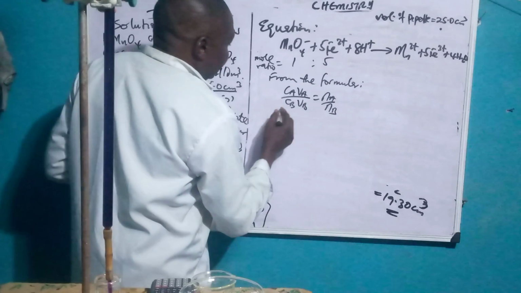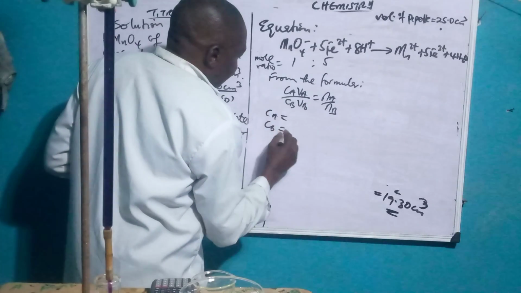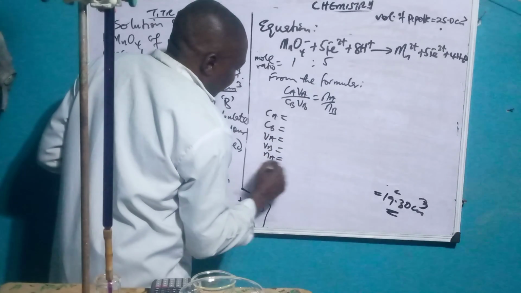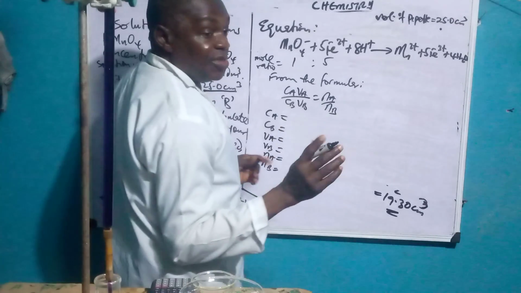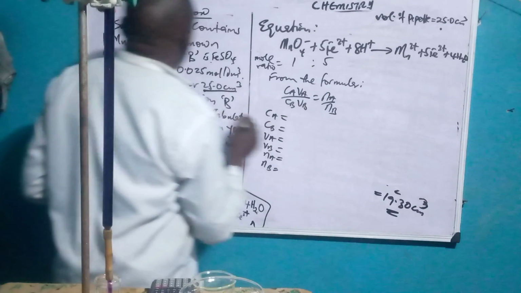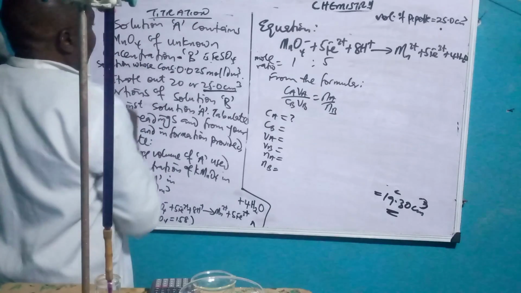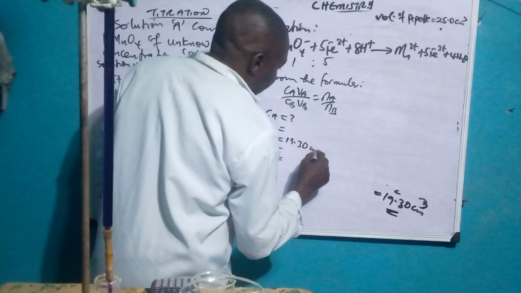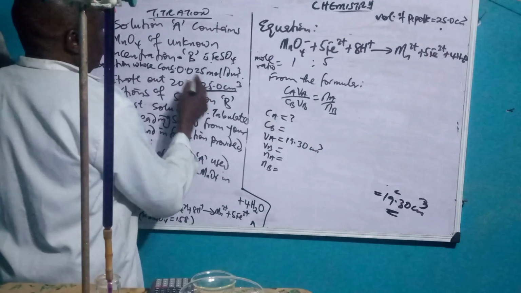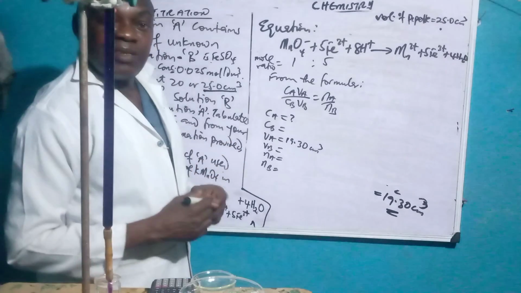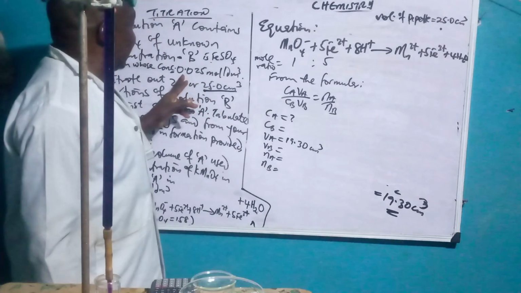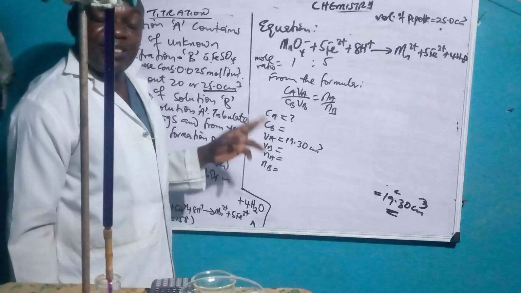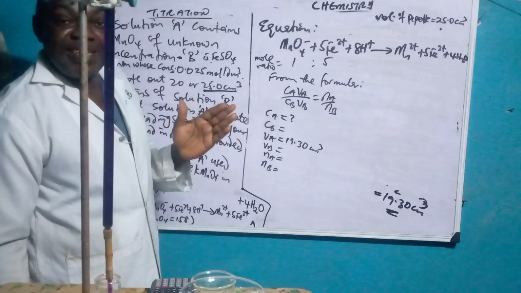Now you have Ca, Cb, Va, Vb, Na, Nb. This is applied to chemistry. I don't know about that subject. Then Va is what we just calculated, 19.30 cm cube. Cb is 0.025. But again, when you are calculating, my friends, check if this 0.025 mole is per dm cube. If they say per 500, standardize it. Go through my previous video to see how to standardize, so you don't lose your marks.